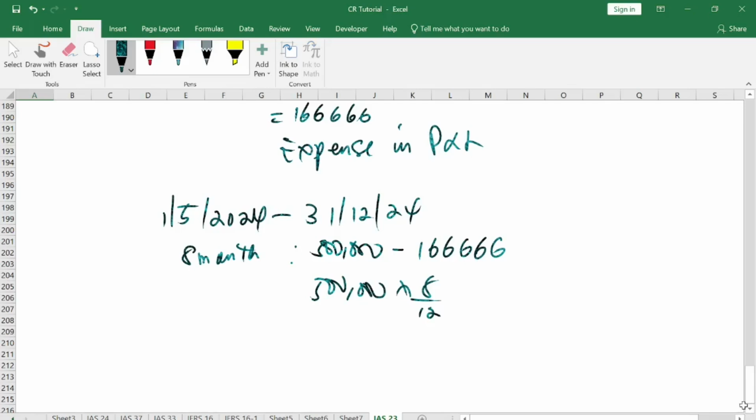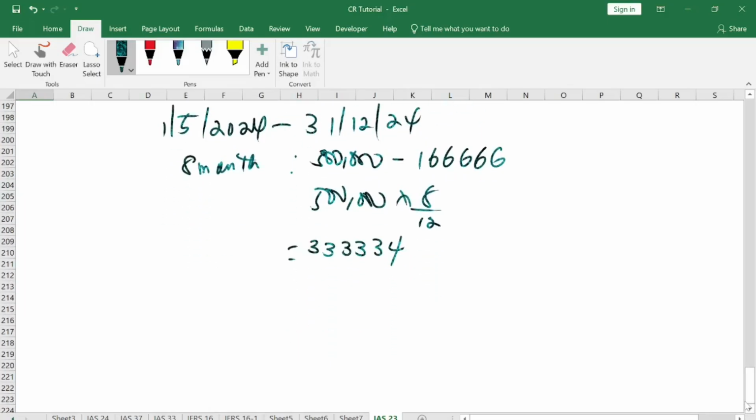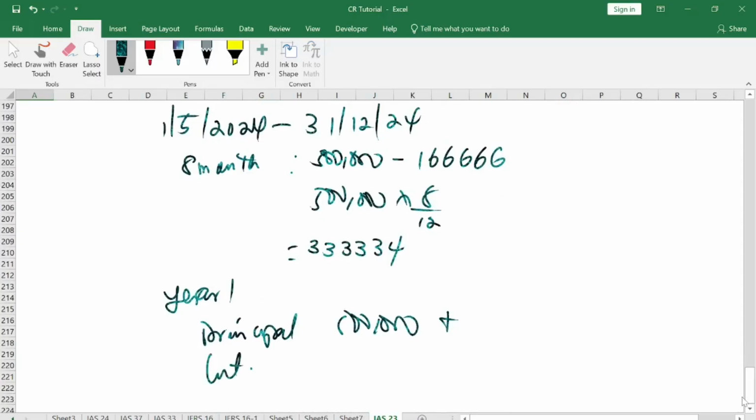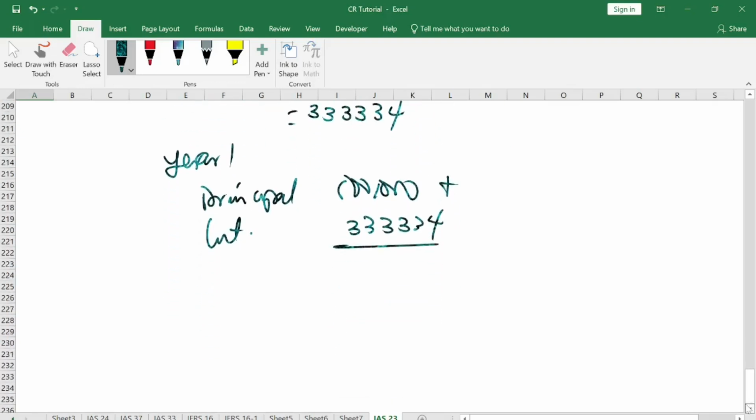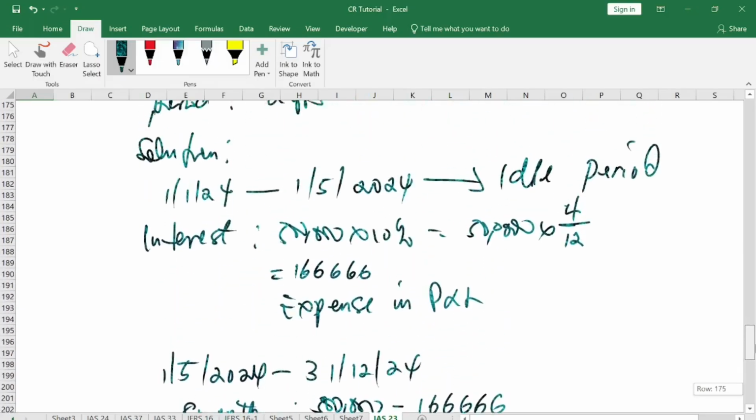So you realize that in year 1, the interest to be paid is 1,133. So this is the interest that you capitalize. So in year 1, you realize that you have your principal. How much is the principal? The principal is 500,000 plus the interest of 333. So in year 1, this is how your asset value is going to look in your books.